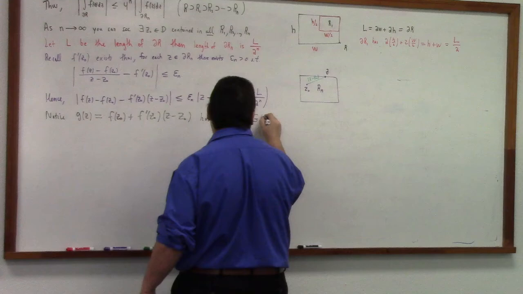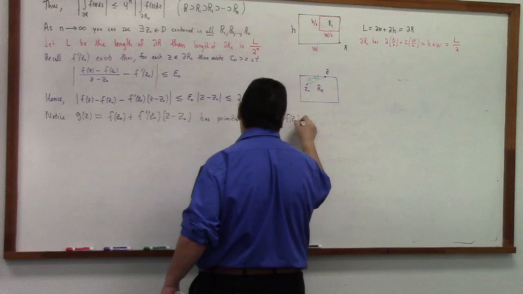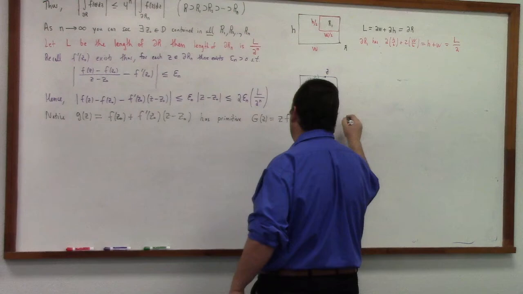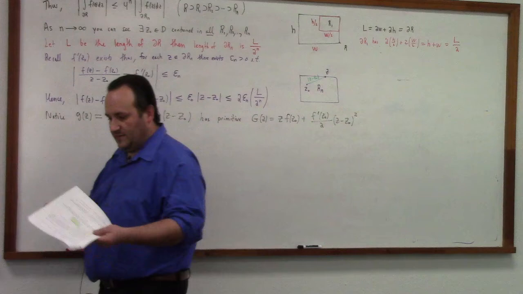So g of z would be what? You could use z times f of z naught, right? Plus f prime of z naught over 2, z minus z naught squared. That would differentiate to g, right? That's a primitive.